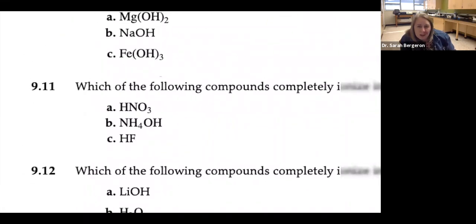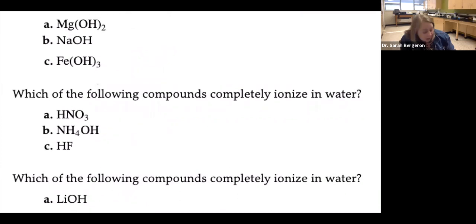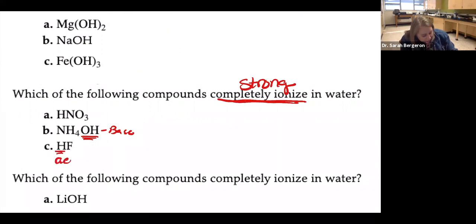Which of the following compounds completely ionizes in water? What does that mean, completely ionizes? It is strong. Whether that's a strong acid or a strong base depends on what's inside of it, right? So HNO3. Now I'm oxygen containing, and I don't have a hydrogen, right? This is an OH, this is going to be a base. I know this is a hydrogen, this is going to be an acid. But over here, I have a hydrogen, and then I have a polyatomic with oxygen in it. So this is going to be an acid.